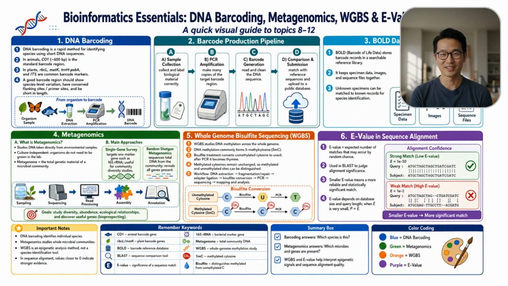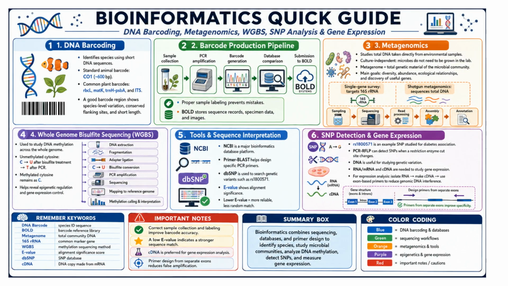Metagenomics studies the total genetic material of microbial communities directly from environmental samples. WGBS analyzes DNA methylation. eValue assesses the significance of sequence alignment results. Metagenomics approaches include single-gene surveys and random shotgun metagenomics. WGBS involves bisulfite treatment to study DNA methylation. Bioinformatics tools like NCBI and eValue are vital for interpreting data and assessing sequence matches.